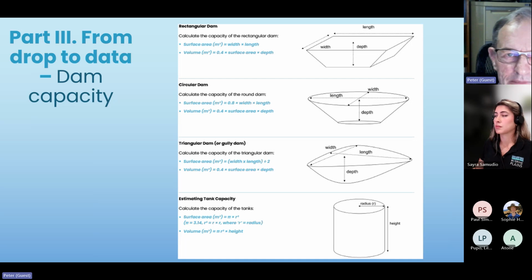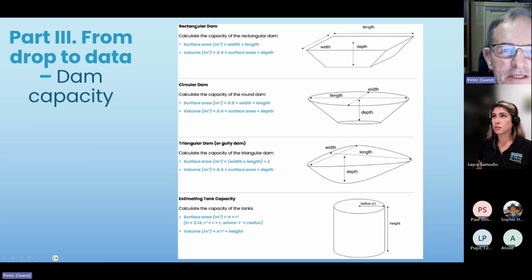The different shaped dams need slightly different methods of calculating them to make sure we get a reasonably accurate estimate. If your dam is rectangular or square, you can see the top up here, then we want to go by the length of the dam, the width of the dam, and then the depth at the deepest point. Surface area is width times length. The volume, as we were just saying, is the surface area times the depth times the 0.4 factor.